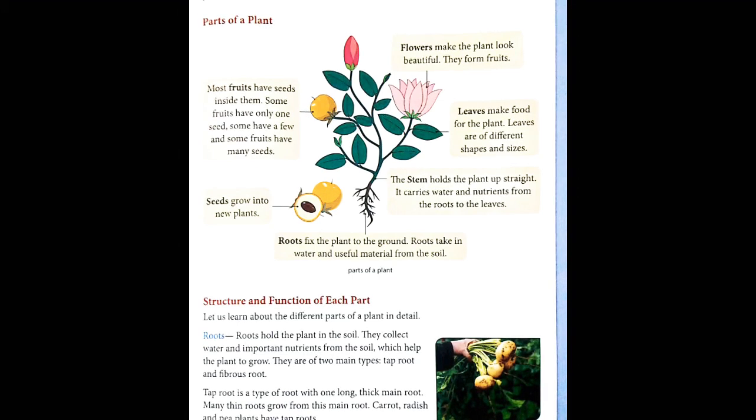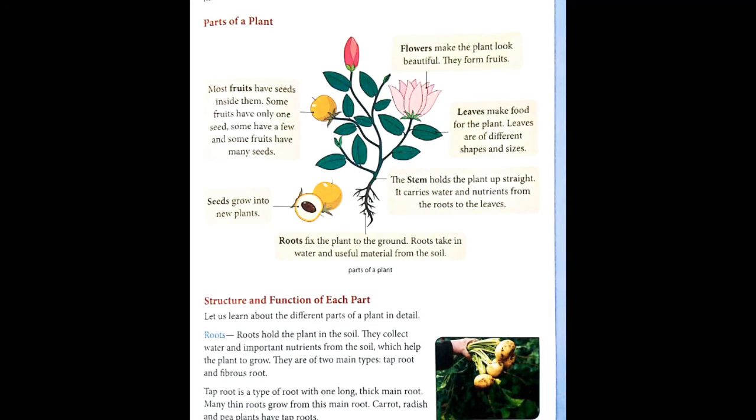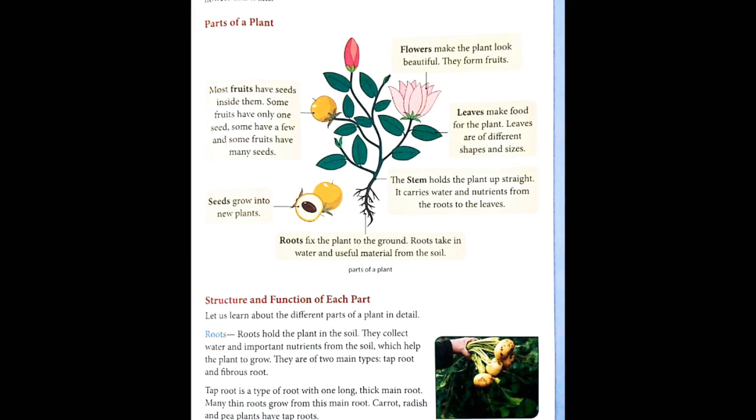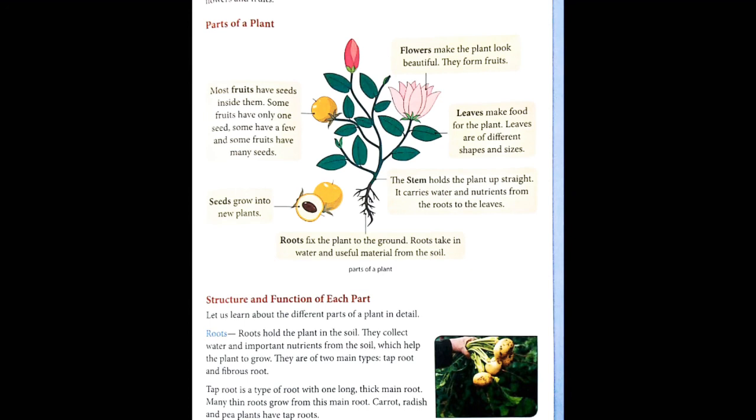And you can also study the function of roots. The main function of the root is to fix the plant to the ground. Roots take in water and useful material from the soil. Okay. Then above the root comes the stem. The stem holds the plant up straight. It carries water and nutrients from the roots to the leaves. And you can see the leaves.